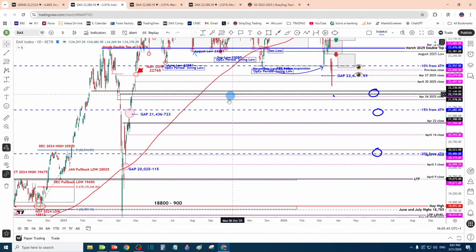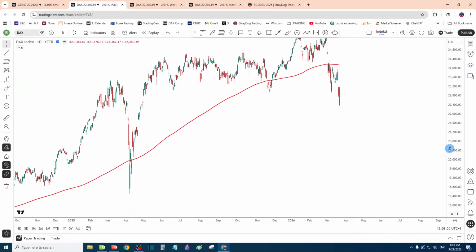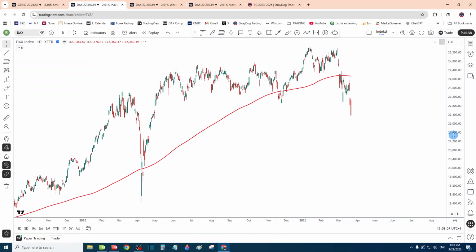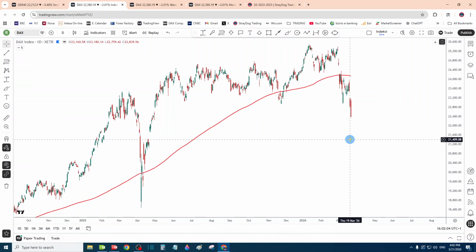Boom, boom, boom, nothing is there. While here we do have a confluence of the December 2024 high and minus 20% from the all-time high. So these three areas are the ones which I think could be interesting if this market goes down. Now, those are the downside targets.